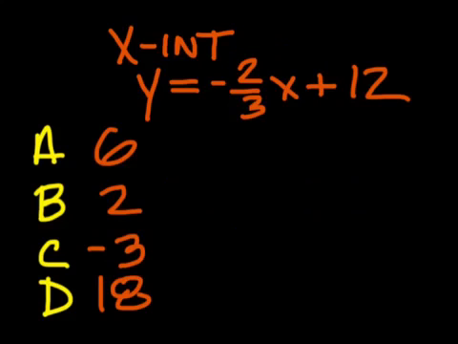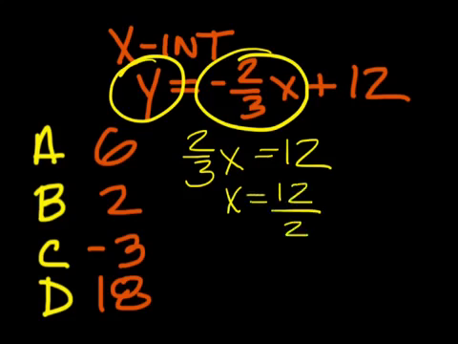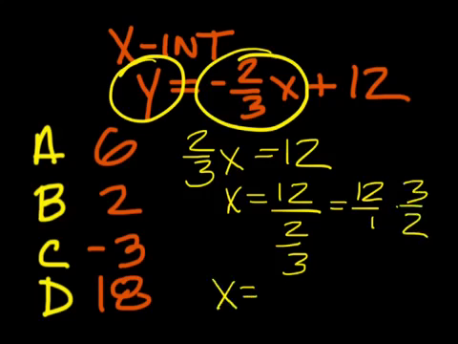You have to find the x-intercept, so put a 0 in for the y, and move this to the left, change the sign. Set it equal to 12, divide 12 by 2/3, which is the same thing as 12 over 1 times 3 over 2. That'll give you an answer of 18, which is D.